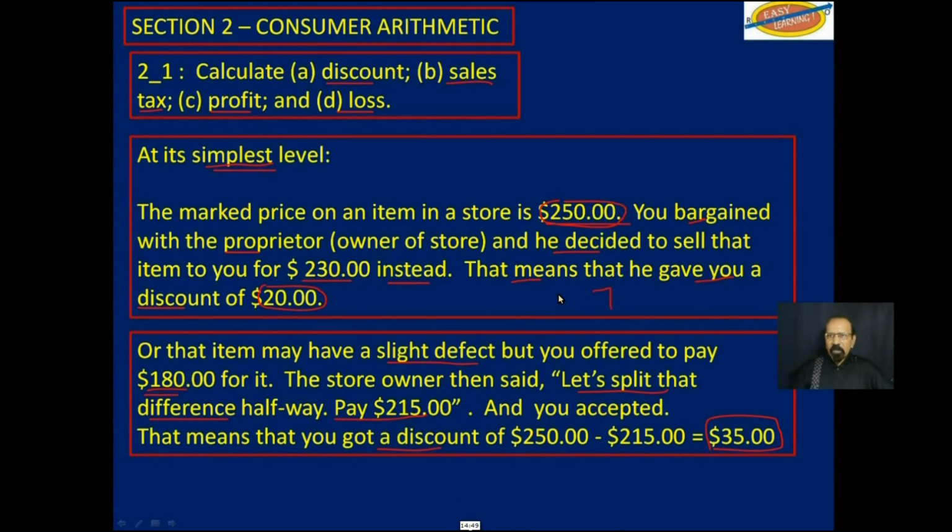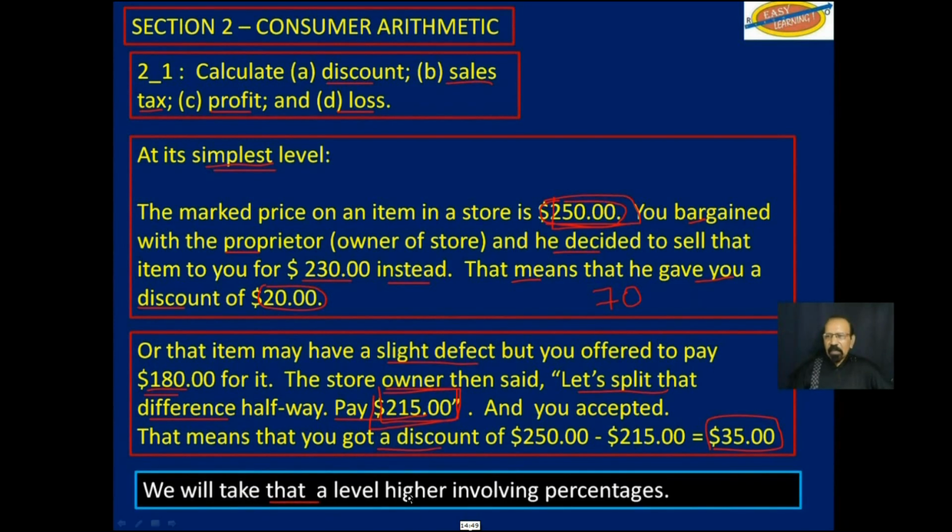So that is a difference of $70 that you were willing to pay. But the store owner said, split the 70 halfway. So he increased your 180 by 35 to 215. And at the same time, you decreased his 250 by 35 to 215. So that is what we mean by discount at its basic level.